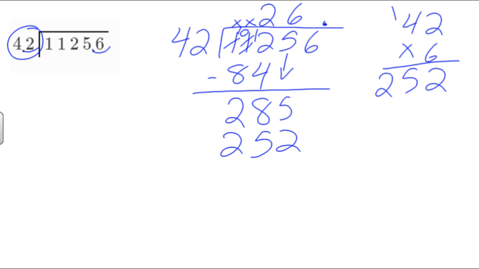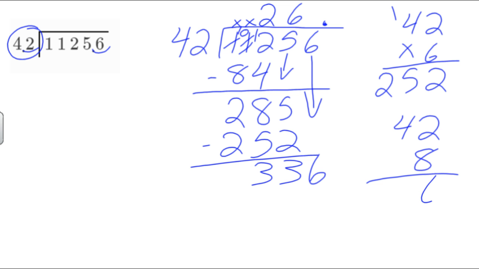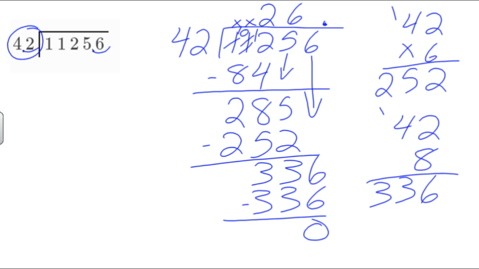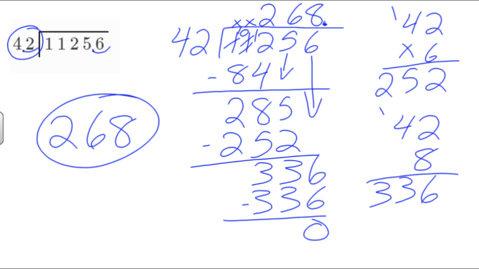So I get 252. When I have a 6, I subtract 3, 3, and then I bring down my 6. And 42 is going to go into 336. Again, I'm going to guess 8. 8 times 2 is 16, 32, 33. That is 336. I have a remainder of 0. Remember, this was an 8. So my answer here is 268. And let's move on to the last problem.